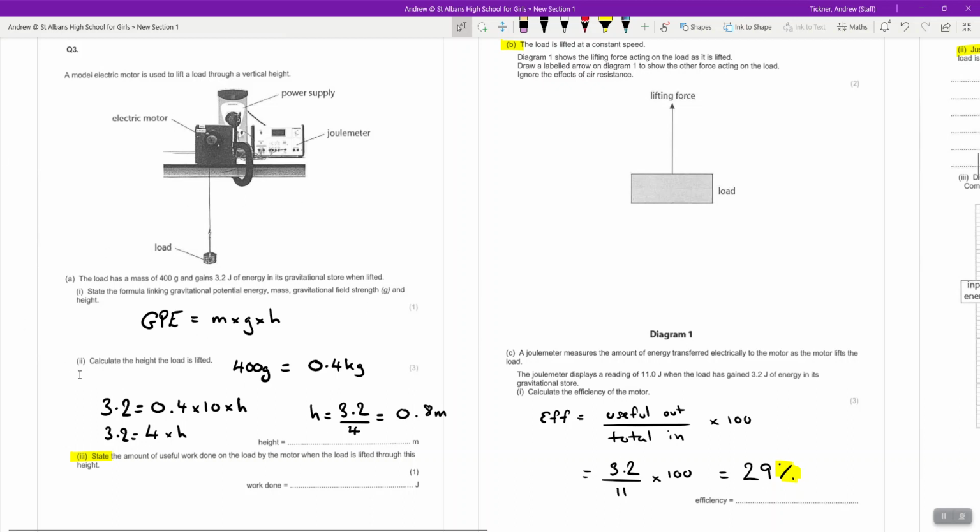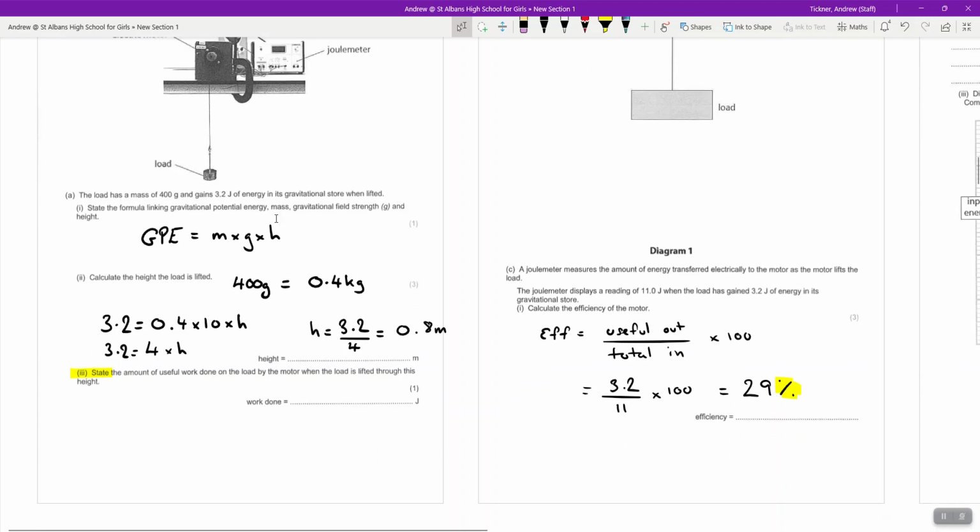First, starting off with another calculation. What's the equation linking gravitational potential energy, mass, gravitational field strength, and height? Gp equals mgh. Again, words or symbols is fine. And then calculate the height the load is lifted. The key thing to be aware of is that we have a mass of 400 grams. We need to turn that into kilograms. So to turn it into kilograms, we divide by 1,000, which gives us 0.4.